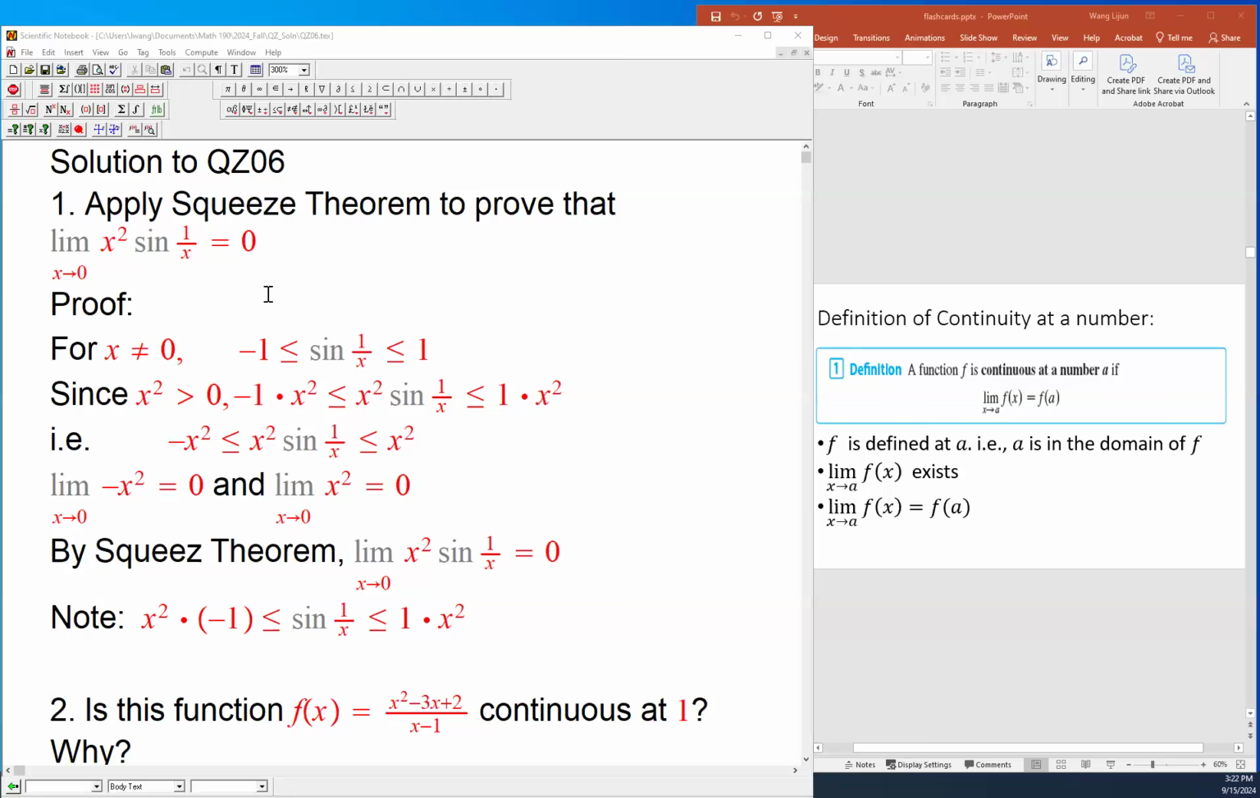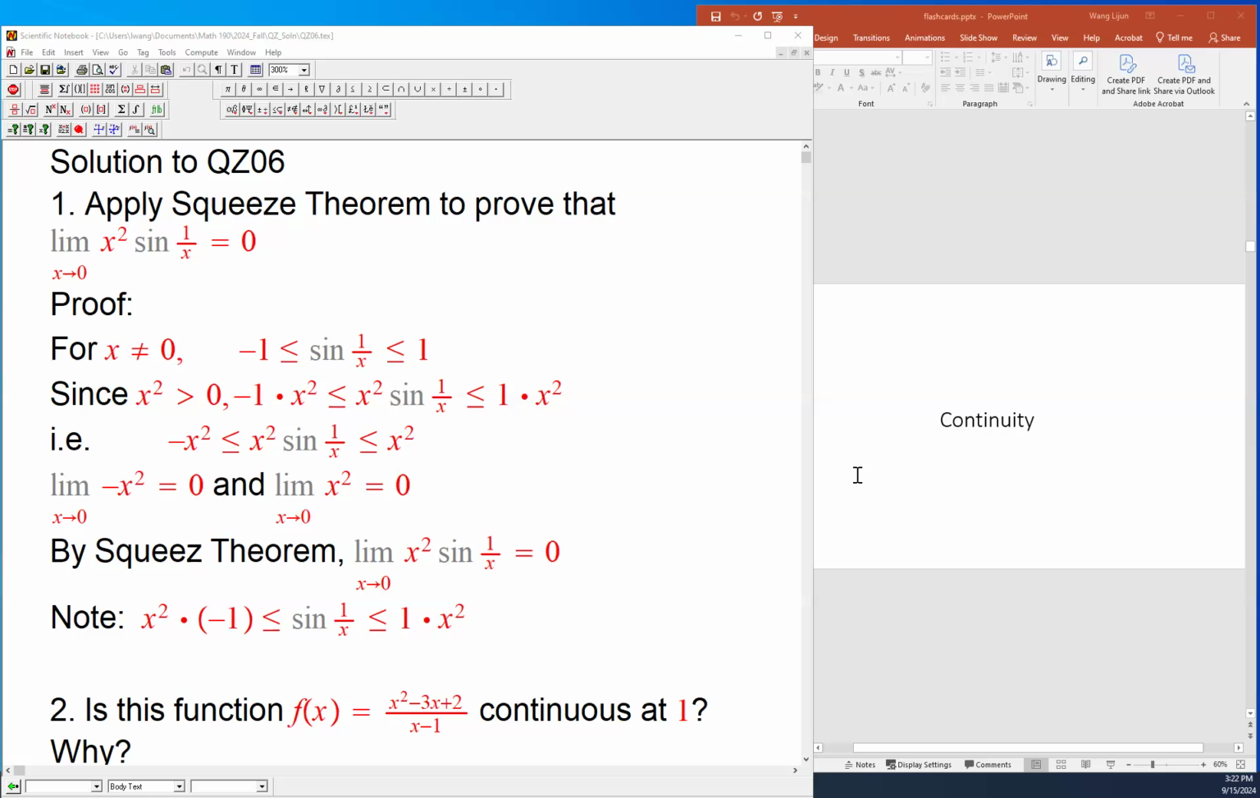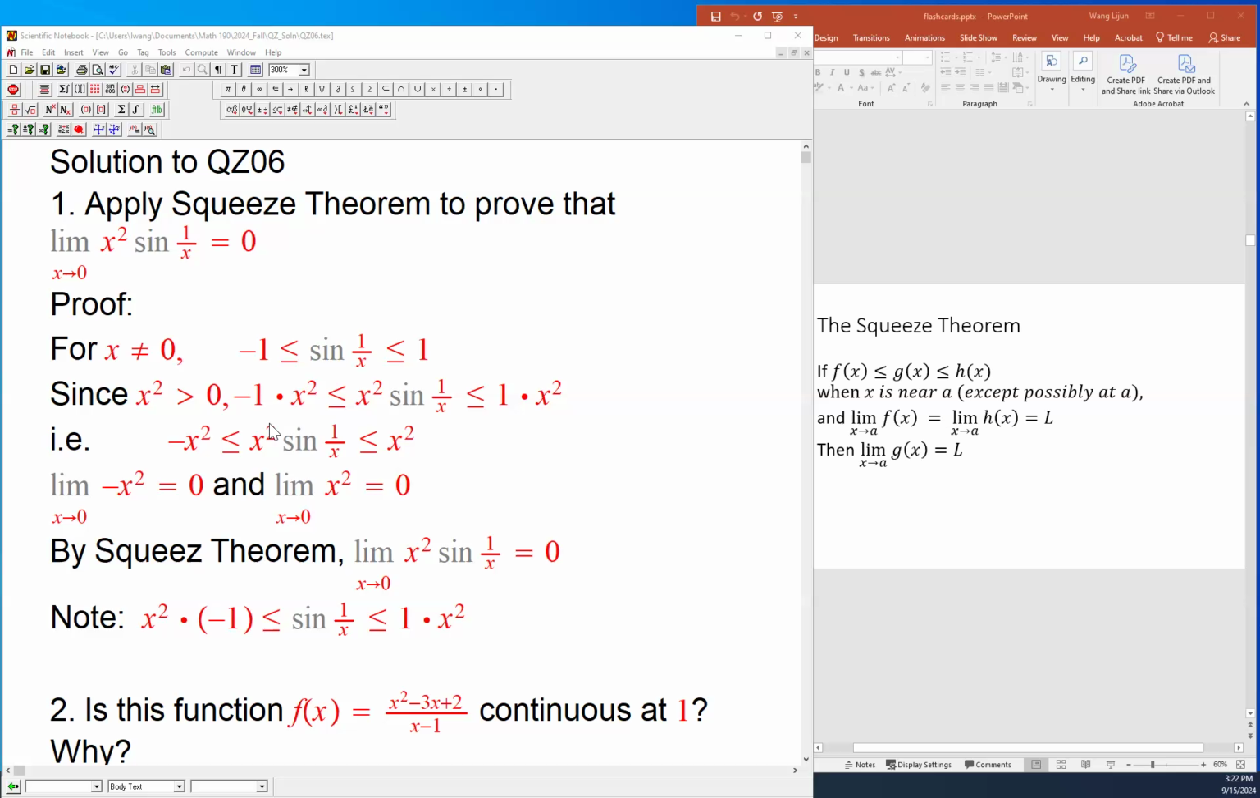In this clip, I wish to go over the solution to quiz number 6. In this first question, we ask you to prove the theorem. So if you have the flashcard with you, just lay that theorem side by side with your work, and you just check one condition after another in that order before the theorem is applied.